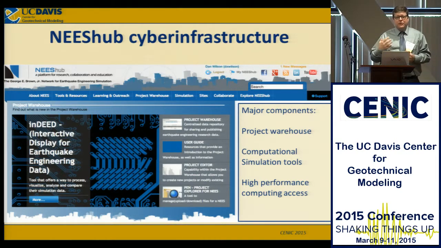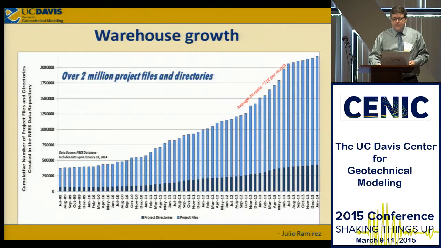The major cyber-infrastructure components are the project warehouse, the idea of all that shared data being put in one place where people can go and use it. It's also a set of computational simulation tools, the idea of being vetted, open source. Everybody's working with the same computational tools so everybody can develop them and advance them and improve them against the data sets. And then access to high-performance computing. That's kind of the infrastructure that's tying this all together.